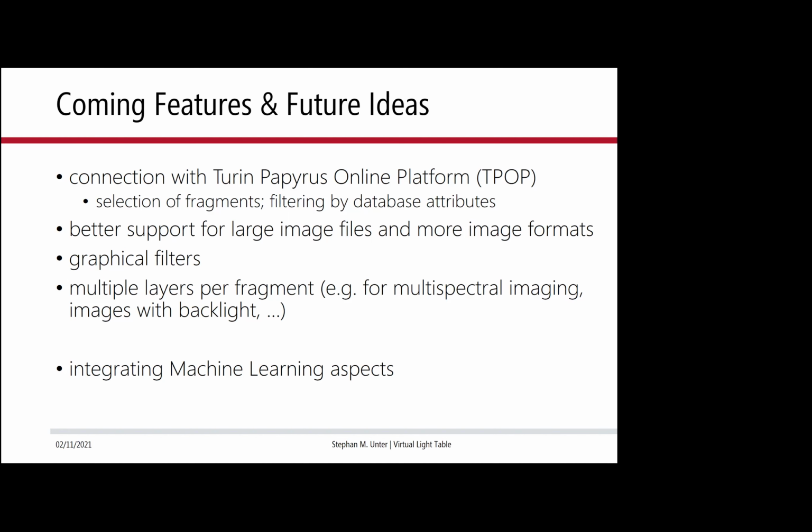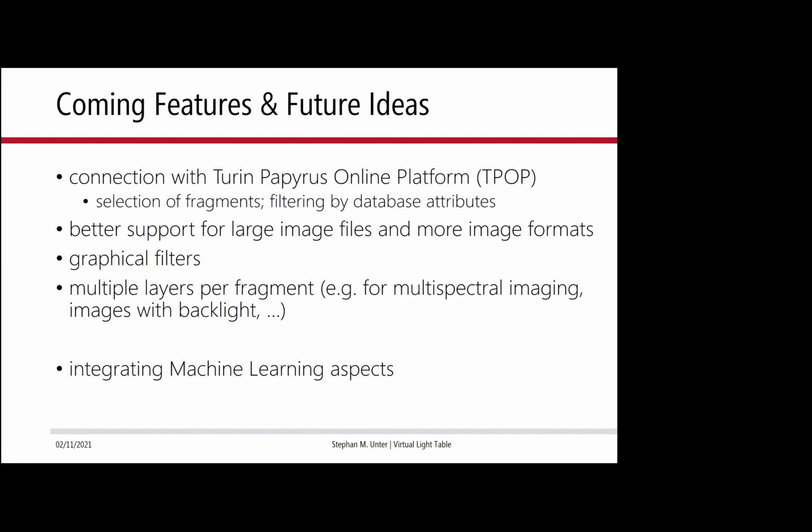And then on your table, you could just switch between different view modes. You could see the reconstruction in multispectral light, with backlight, and so on. So with backlight, for example, you could check better, do the fibers match, or with multispectral lighting, you see something that otherwise you wouldn't see. So this might be interesting. And also interesting would be to integrate machine learning aspects.